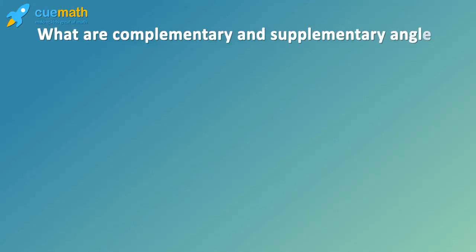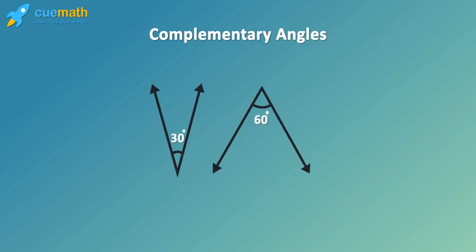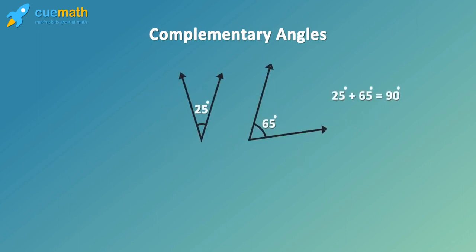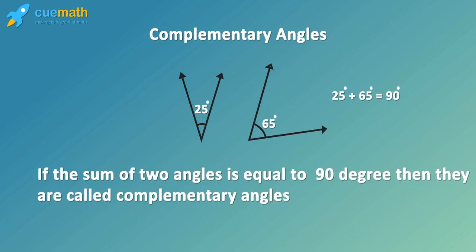Now moving on, let us see what complementary and supplementary angles are. For that, let's first look at these two angles, 30 degrees and 60 degrees. If we add these two, the sum is equal to 90 degrees. Similarly, let's take one more example of two angles, 25 degrees and 65 degrees. If we add these two, again the sum is 90 degrees. So from here we can conclude that if the sum of two angles is equal to 90 degrees, then they are called complementary angles.